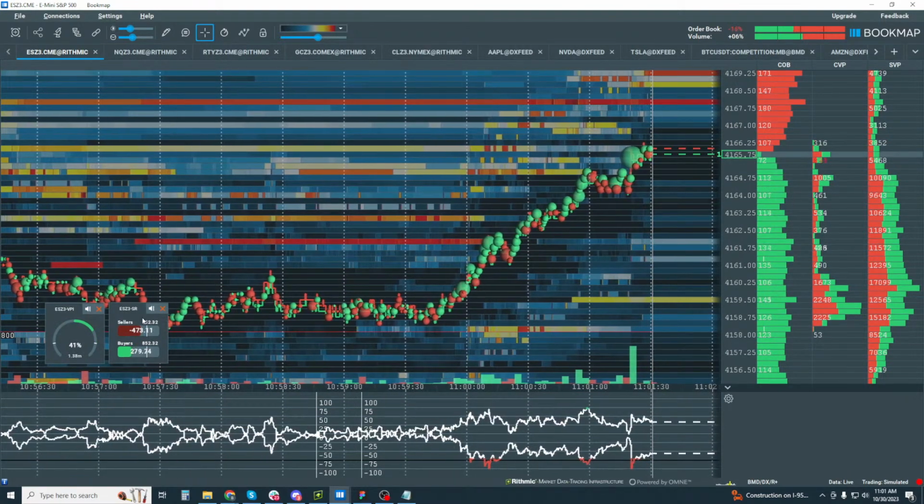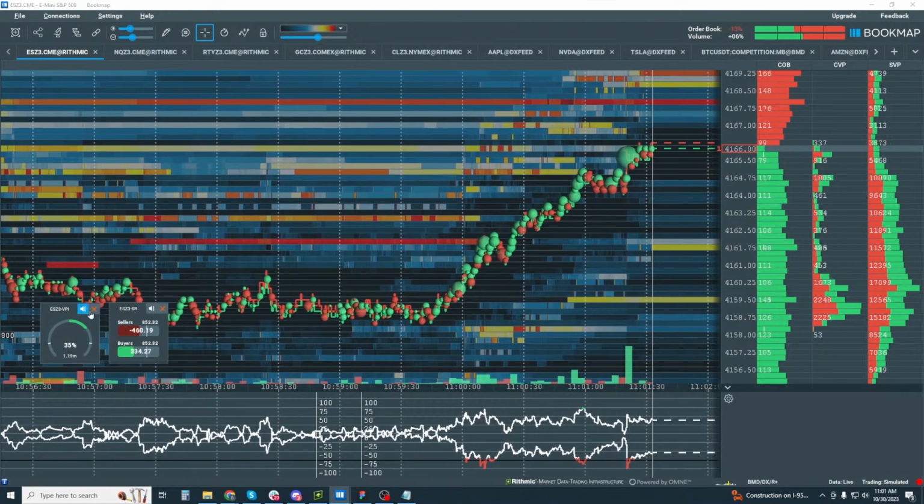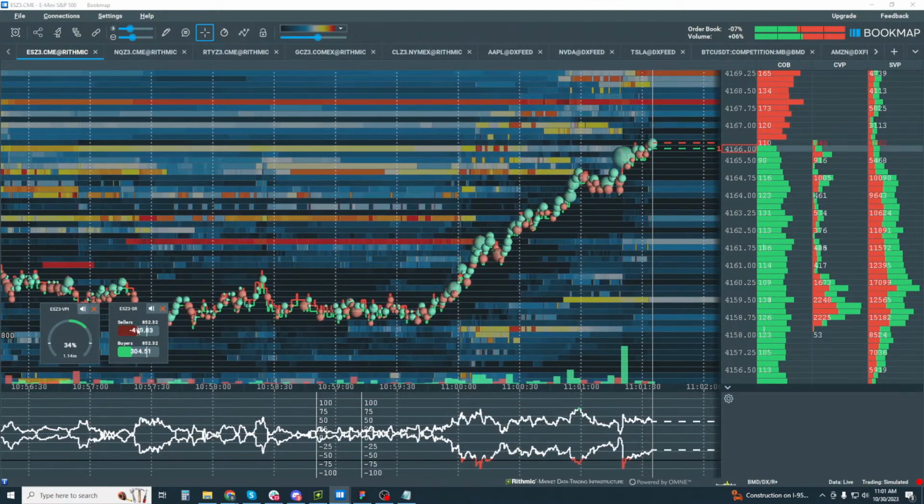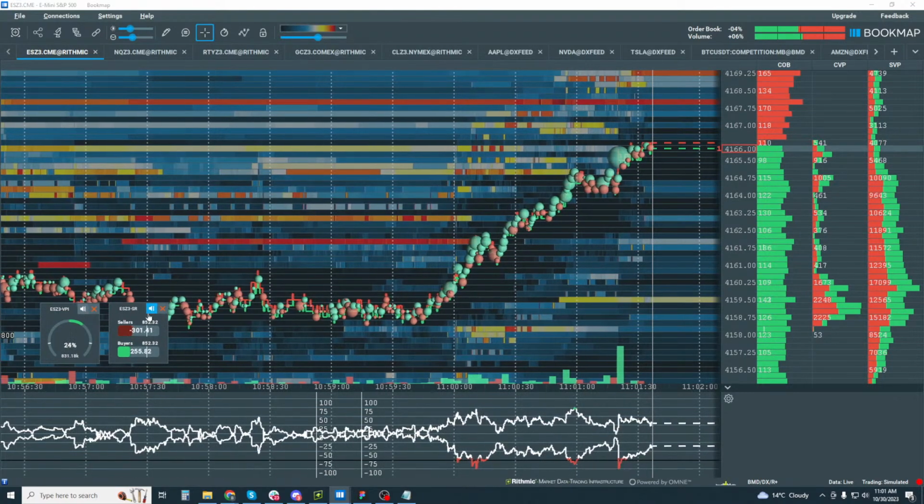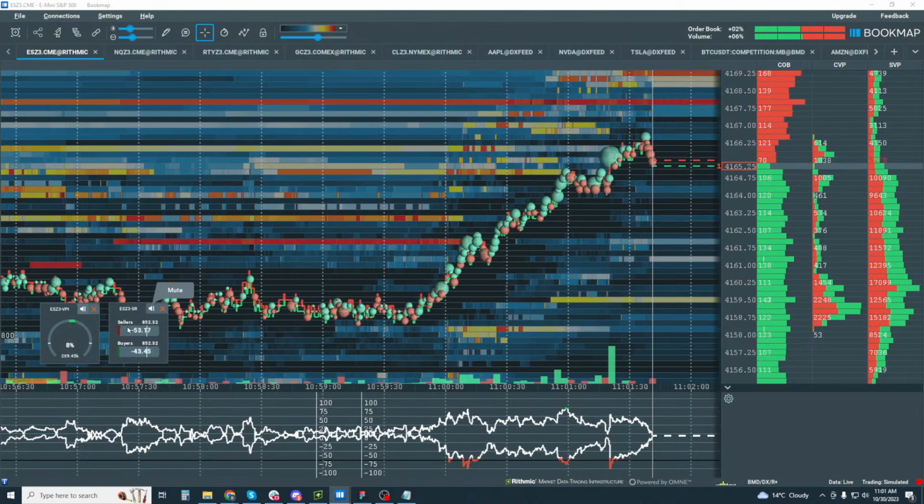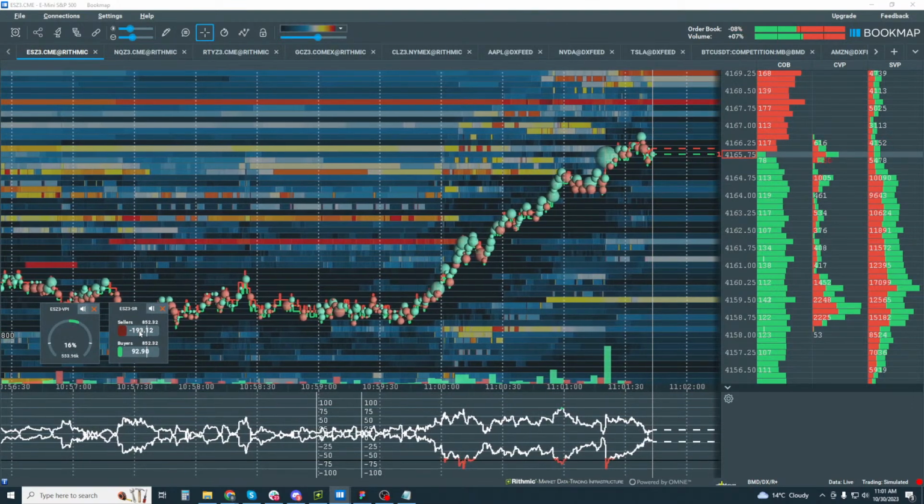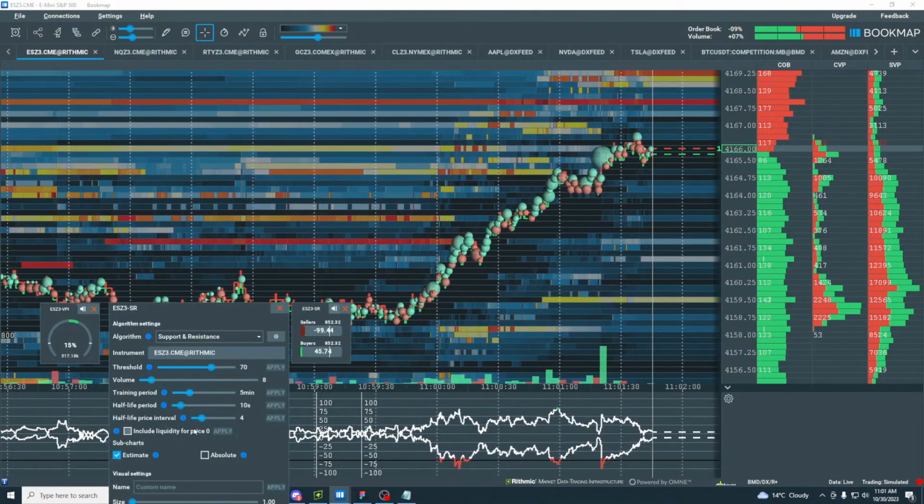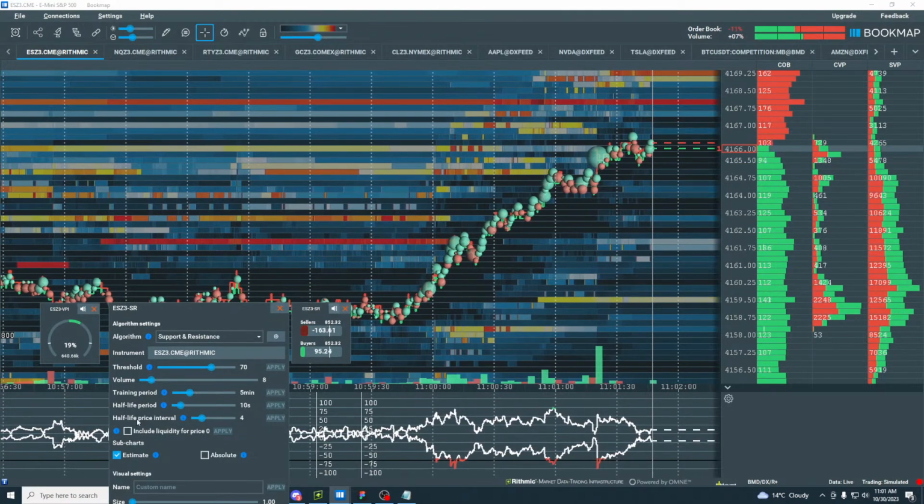All right, so let's go over that volume pressure imbalance that we saw just play out. Let's go through it in a flag pattern as well. Now let's go through the support and resistance. This is showing sellers in here from the order book. Let me just click on settings. There's an extra setting in here.